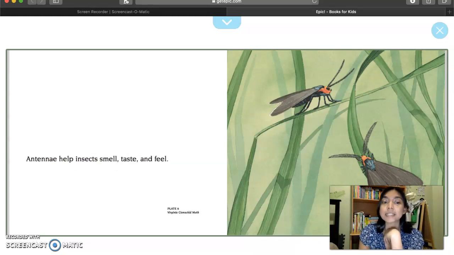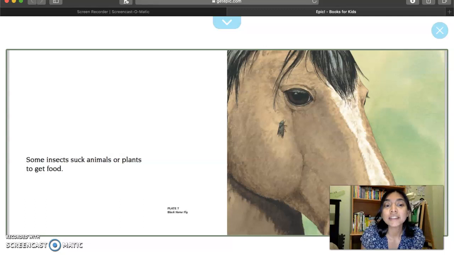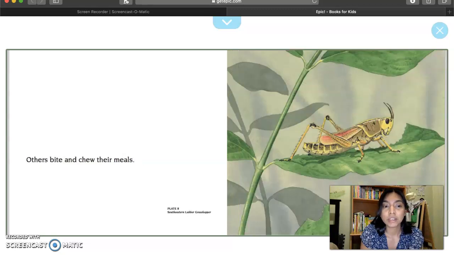Antennas help insects smell, taste, and feel. So just as I had mentioned before, the antennas are helping them smell, taste, and feel. Some insects suck animals or plants to get food. So that's how they get their food. So you see here a little fly on the horse. Others bite and chew their meals. So this is a grasshopper, and this grasshopper bites and chews his food.